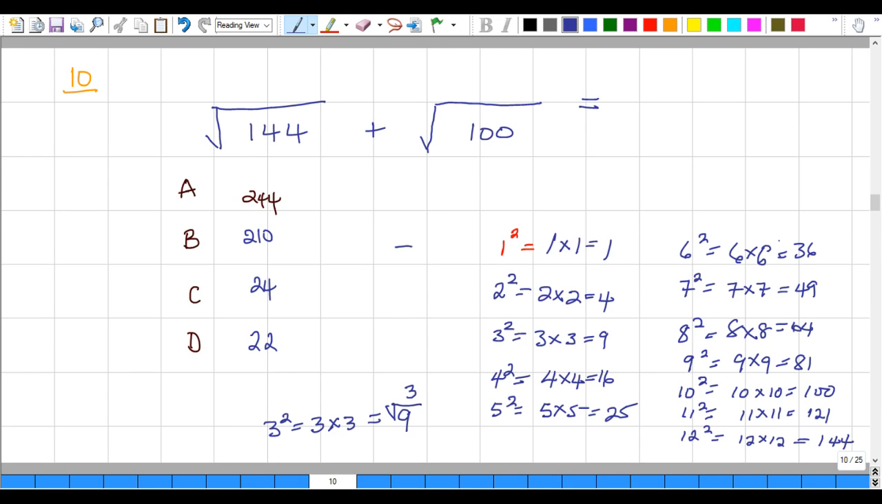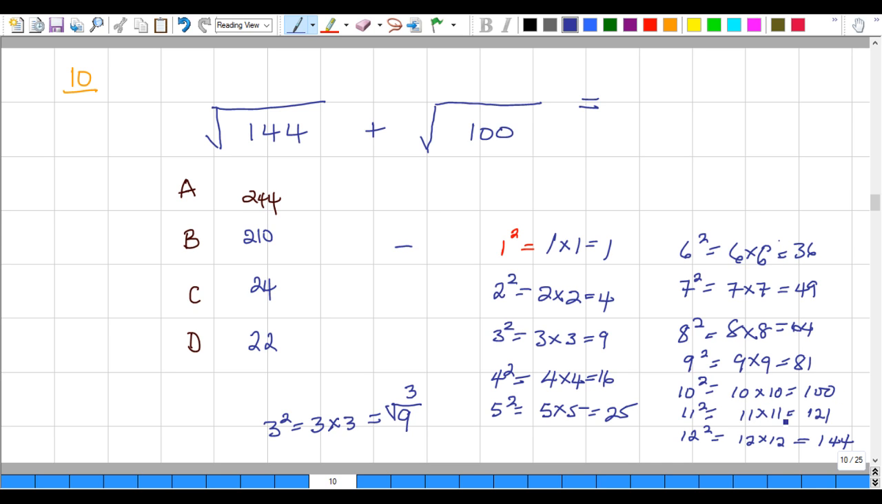Number 10. What is the square root of 144 plus the square root of 100? Now, 1 squared really means 1 times 1, 1. 2 squared, 2 times 2, would give us 4. 3 squared would be 3 times 3, giving us 9. 4 squared, 4 times 4, giving us 16. 5 squared, 25. 6 squared, 36. 7 squared, 49. 8 squared, 64. 9 squared, 81. 10 squared, 10 times 10, 100.